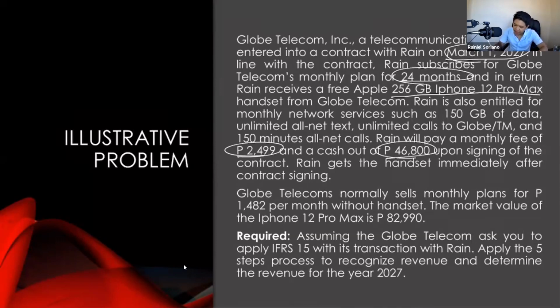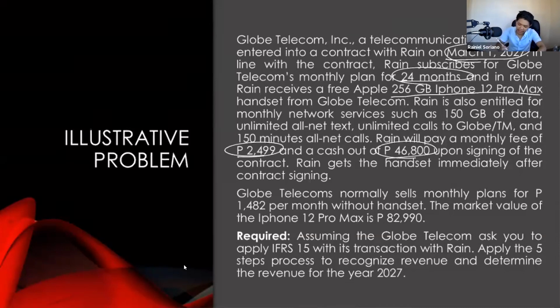Okay? Rain gets the handset immediately after contract signing. Globe Telecom normally sells monthly plans for 1,482 per month without handset. Then the market value of the iPhone 12 Pro Max is 82,990. The requirement here is, assuming that Globe Telecom asks you to apply IFRS 15 with its transaction with Rain, apply the 5-step process to recognize revenue and determine the revenue for the year 2027.